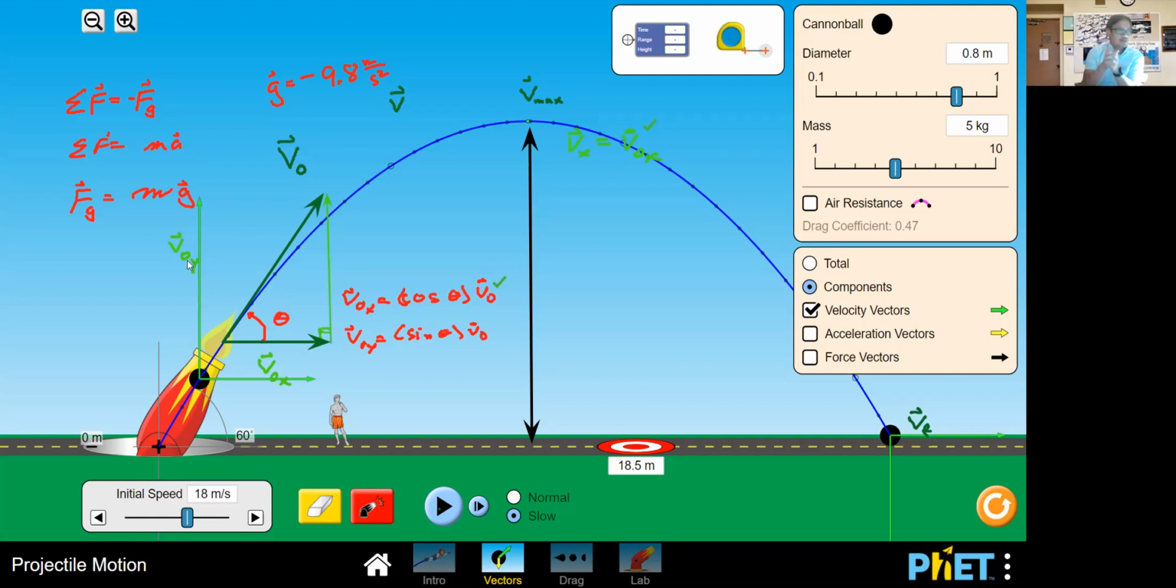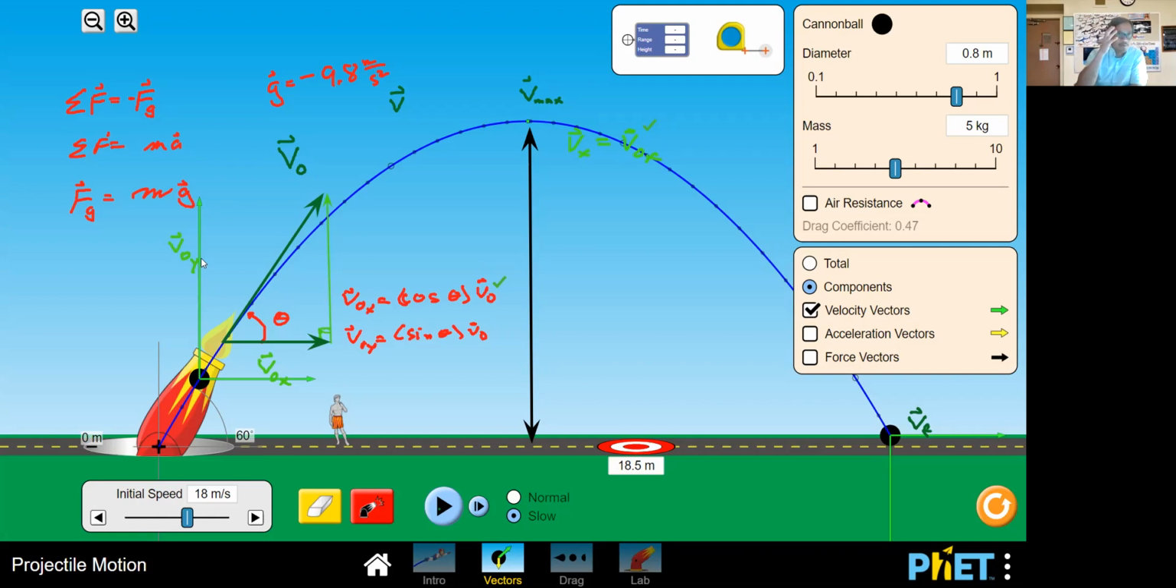In symmetrical motion, the velocities at the point when it's shot off and the point right before it hits the ground, the point where it gets launched up into the air and the point right before it hits the ground, will be exactly the same. The velocities will be exactly the same. Okay? All right, so that's what we see there.